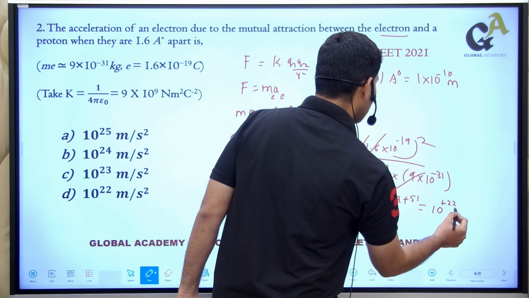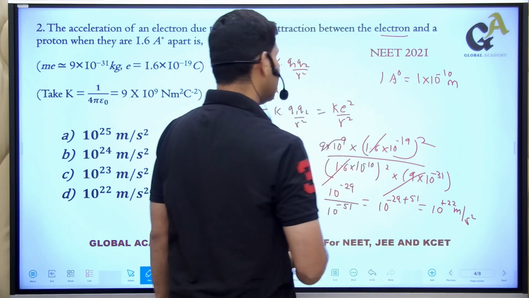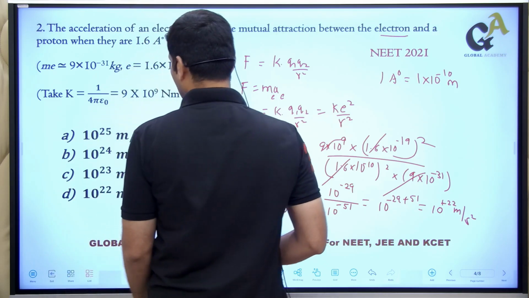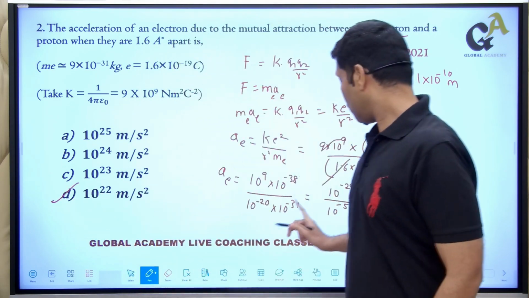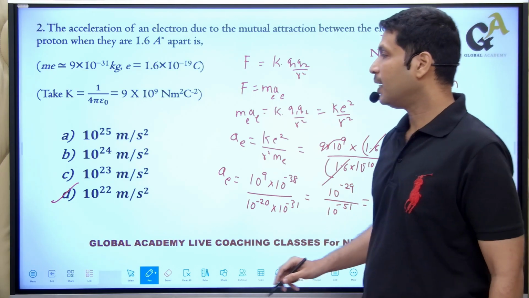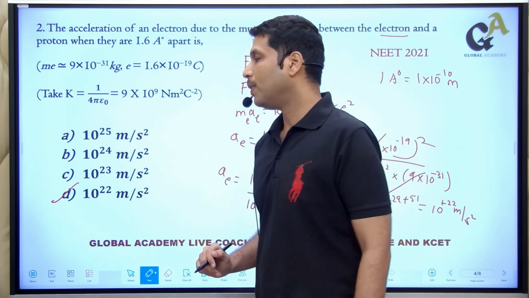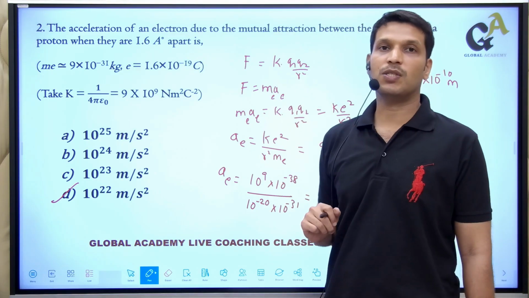plus 22 meter per second square, because it is the acceleration. So therefore, among the given answers, the D option matches the solution, right? So therefore 10 to the power 22 meter per second square, D is the correct answer for this question.